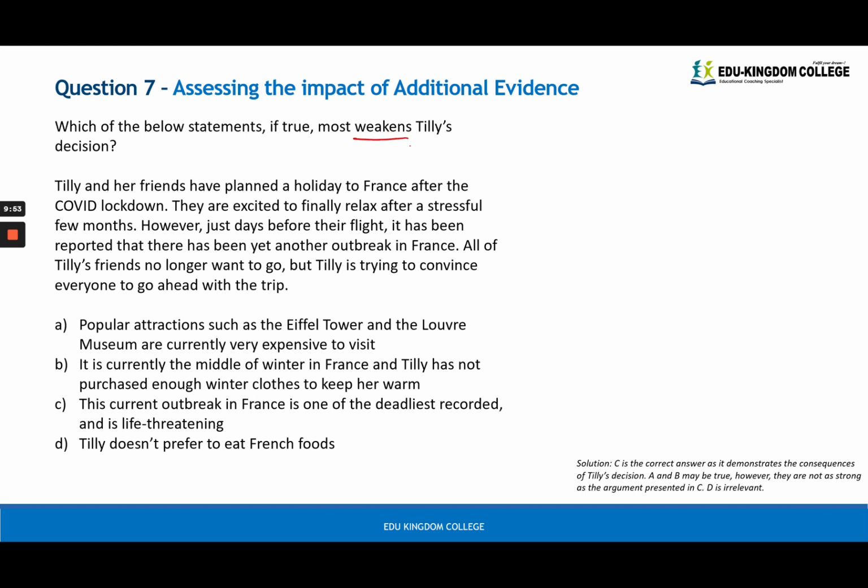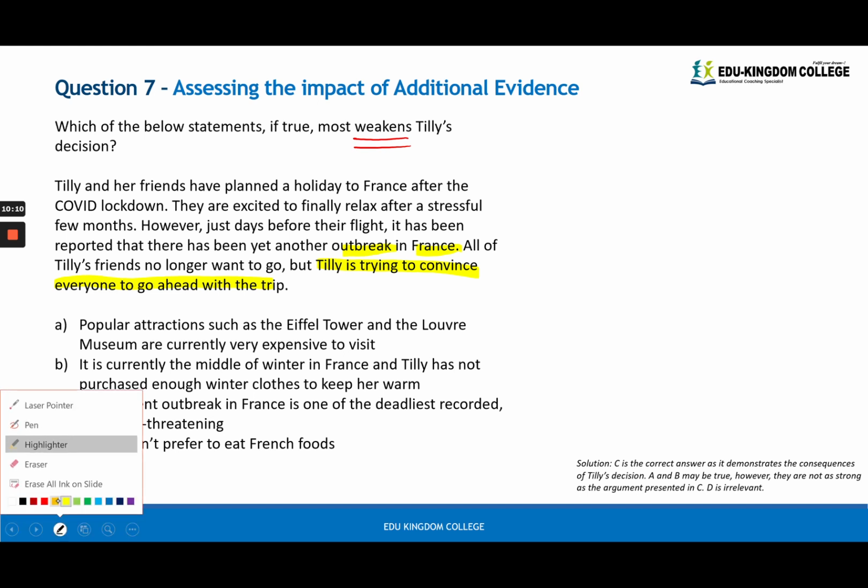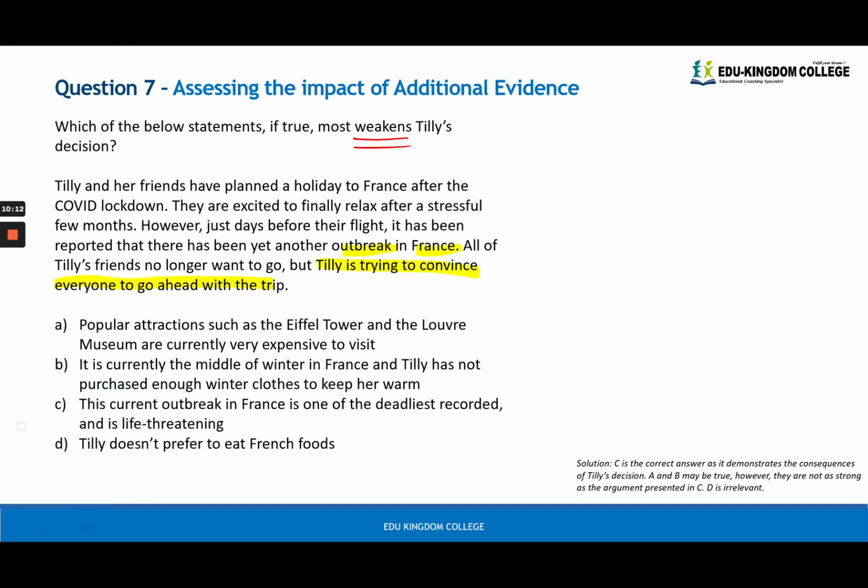Okay, number 7, assessing the impact of additional evidence. We want something that will weaken Tilly's decision. What is her decision? Let's use our highlighter. Tilly is trying to convince everyone to go ahead on the trip, even though there have been outbreaks in France. Okay, so what would actually weaken Tilly's decision to convince everyone to go on this trip?